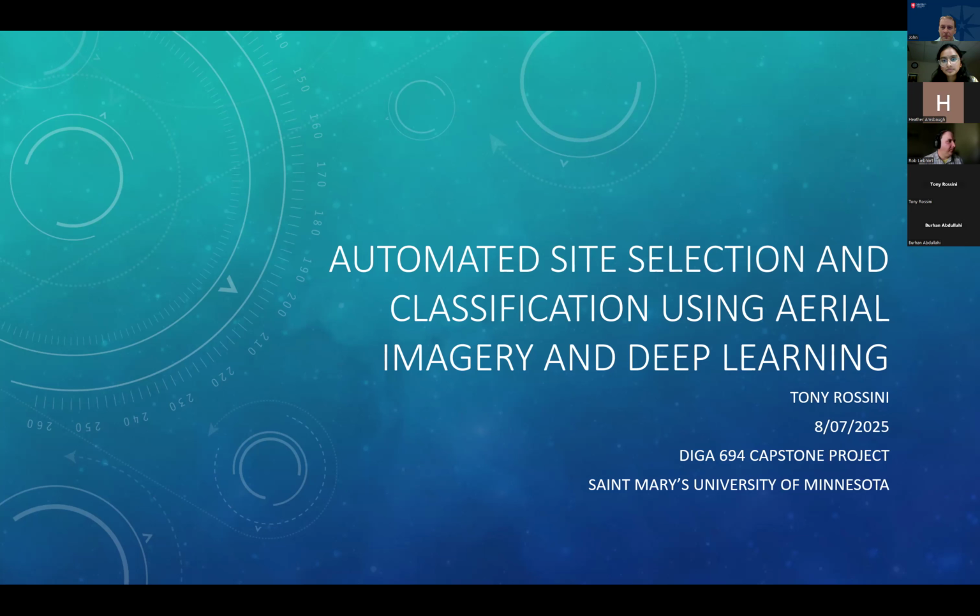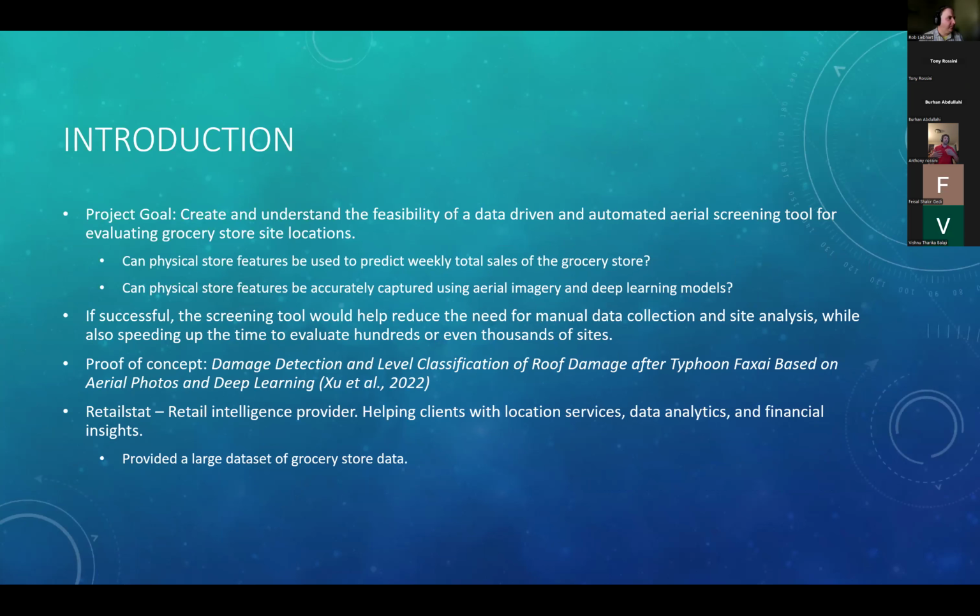Awesome. Thank you. Like John said, my name is Tony, and this is my project, Automated Site Selection and Classification Using Aerial Imagery and Deep Learning. I have a lot of slides here, so I might skip over some of them for time, so I apologize for that. Keep that in mind. In the introduction, the project goal was to create and understand the feasibility of a data-driven and automated aerial screening tool, specifically for grocery stores.